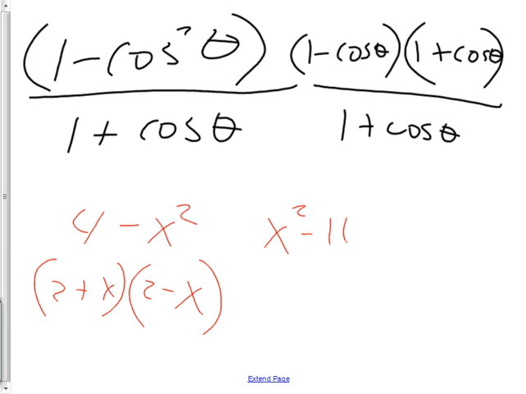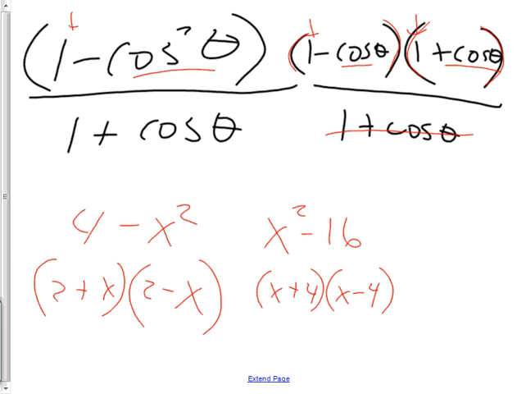Just like the easiest one of all, x plus 4 and x minus 4. It's just like that. So it's 1 minus cosine squared, factors into 1 minus cosine and 1 plus cosine. This one's a square root of this one, and this is the square root of that one. Then at the end, that cancels that.